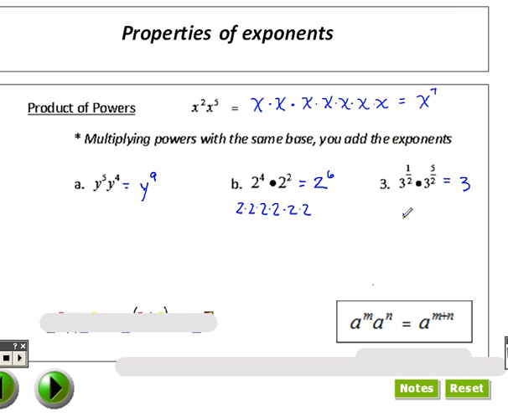Now I need to add 1/2 and 5/2. When adding fractions, the denominator needs to be the same. It is the same. We're adding the same size piece. This is a half a pizza, and this is 5 halves of pizza. So how many total halves do we have? We have 6 halves, which really is just 3. So it would be 3 to the 3rd power, or 27.